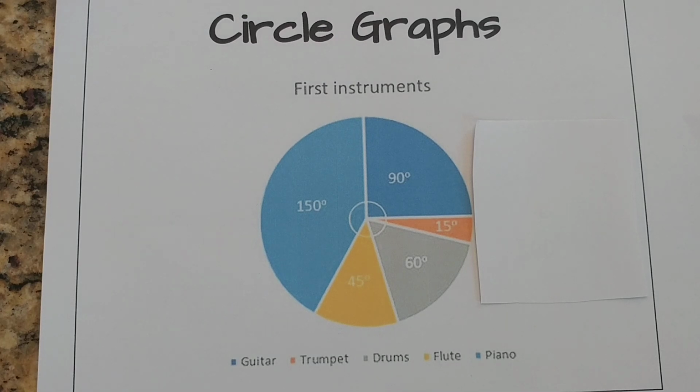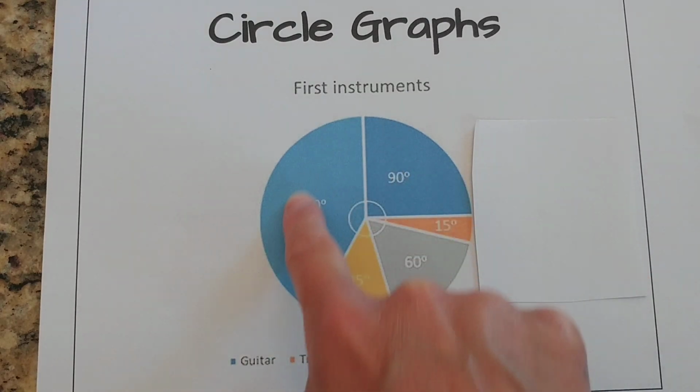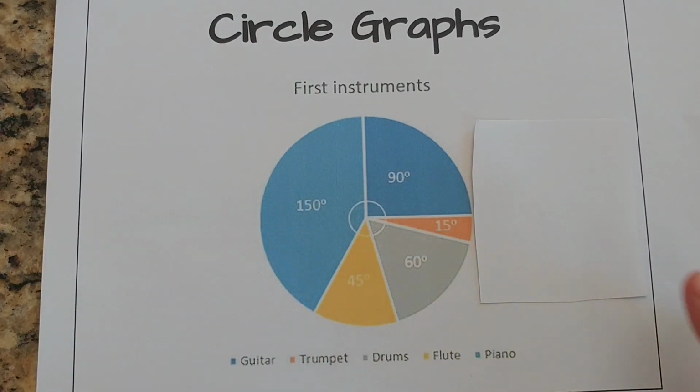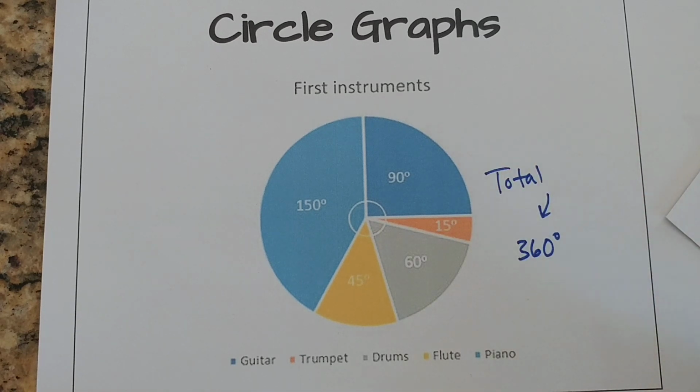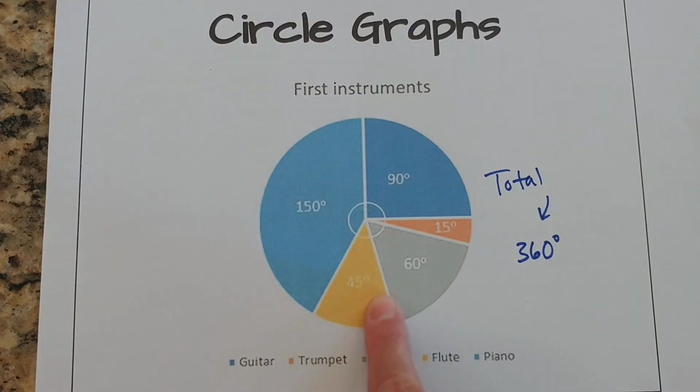Well, in order to figure out what percent of the circle that is, we would have to know what degrees are in a total circle. Do you know that? Absolutely, you're right, 360 degrees. Let's take a look at some examples using degrees in a circle.